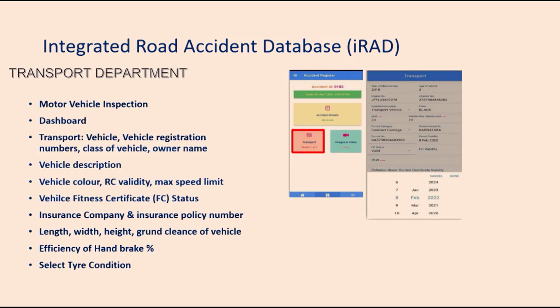Then the transport department, the MVI, will inspect and fill in many details from his side, like whether insurance was there and the vehicle fitness certificate status. He will get that from the Vahana Sarthi app, the fitness status of that vehicle and all the details of the vehicle.